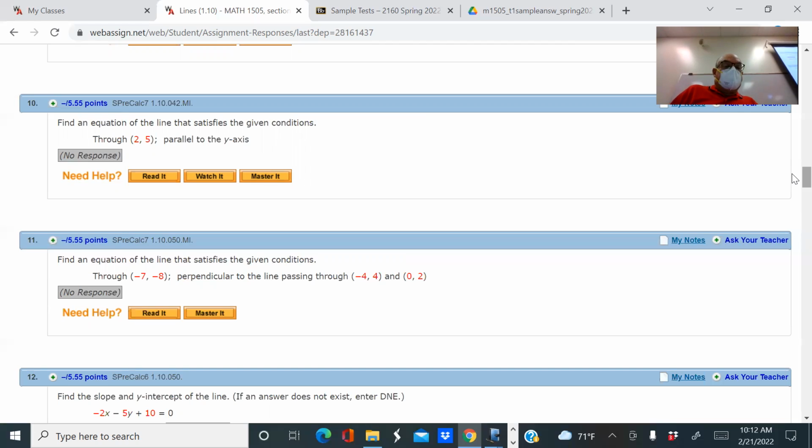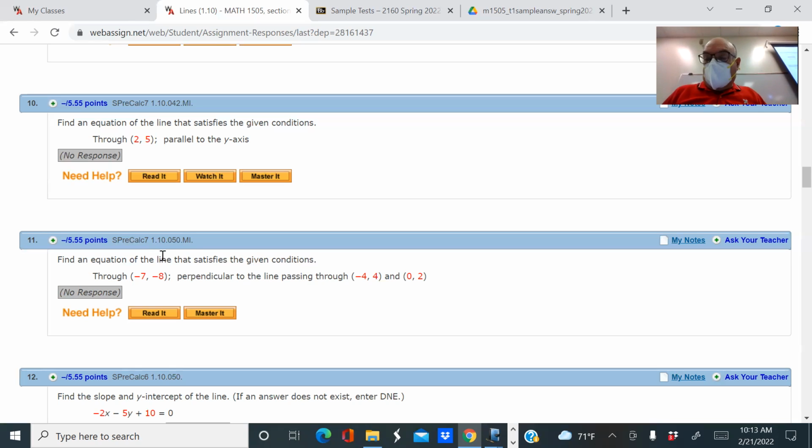So let's look at these two. They're very similar problems, except in the first one, they're telling you find the equation of a line that goes through this given point 2,5 and is parallel to something. Okay, and then the second one is find an equation of the line that satisfies the given condition. So again, it goes through this point, but now they want perpendicular to another line, right? So here they're asking parallel, and here they're asking perpendicular. This first problem is a little bit trivial just because of the condition that they've given you.